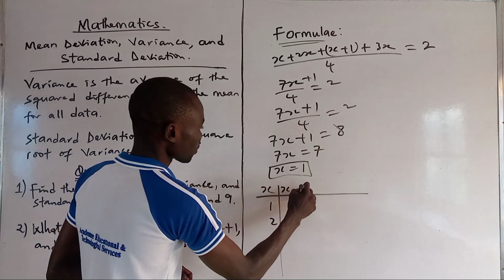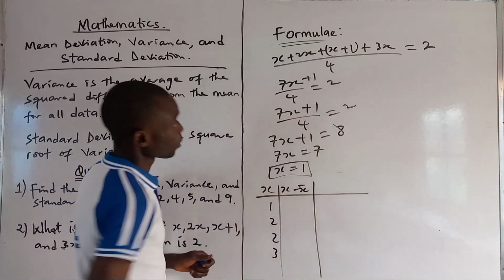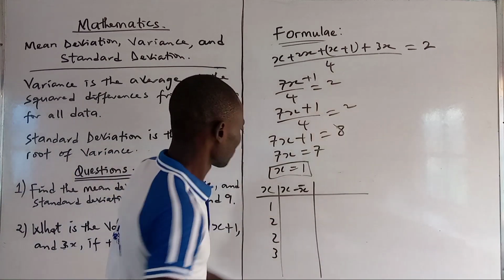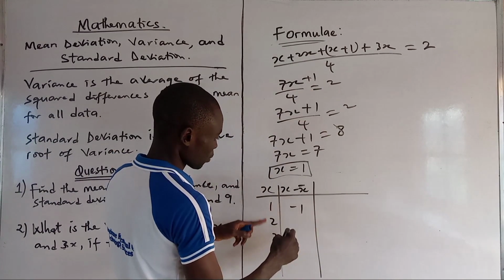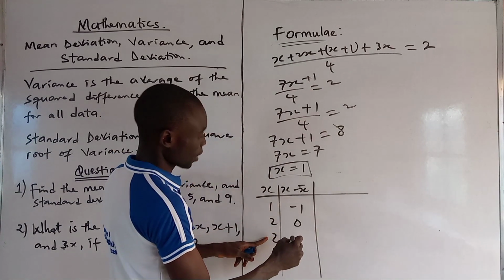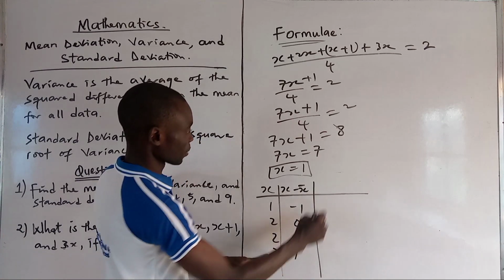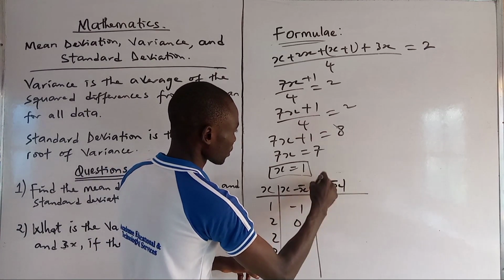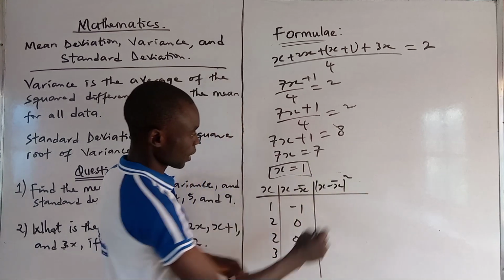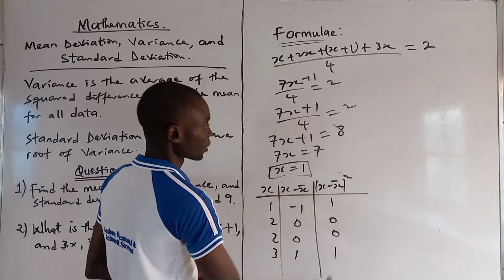Now we are going to find x minus x bar. What's our x bar? It's 2. So 1 minus 2 is minus 1, 2 minus 2 is 0, 2 minus 2 is 0, and 3 minus 2 is 1. Then x minus x bar squared gives 1, 0, 0, 1.